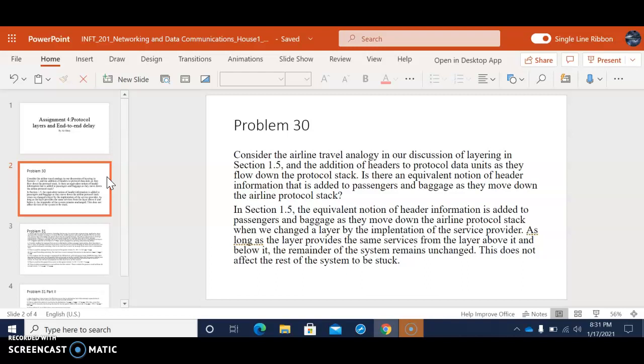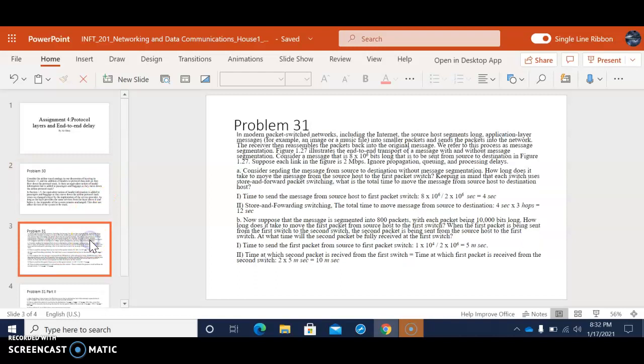And as we see in the video, yes, we can change a layer by changing the implementation of the service provider. As long as the layer provides the same services to the layer above it and below it, if you change one layer, the remainder of the system will remain unchanged. In other words, this will not affect the rest of the system to be stuck, queued or delayed, if you understand. Now for problem 30, we have to solve it on our own.